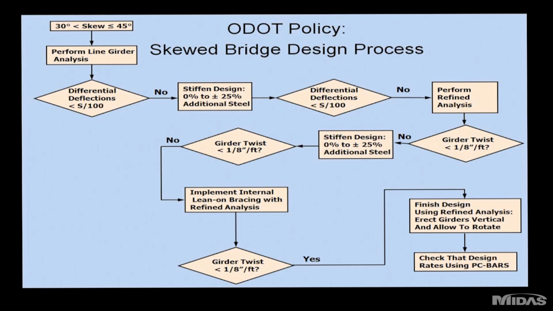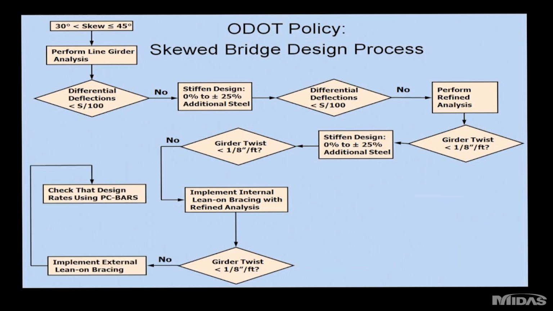If you still cannot meet it, they recommend then you go to an internal lean-on system. Then if you still cannot meet it, they recommend going to an external lean-on system. Now by the time you've reached this point, it's probably time to reevaluate your design beyond just an external lean-on system, because the application of external lean-on is kind of site-specific and may not necessarily make any sense for a given bridge. But the point being, once you reach this stage, you need to start looking at alternatives to conventional erection, because you're going to have a large twist problem.